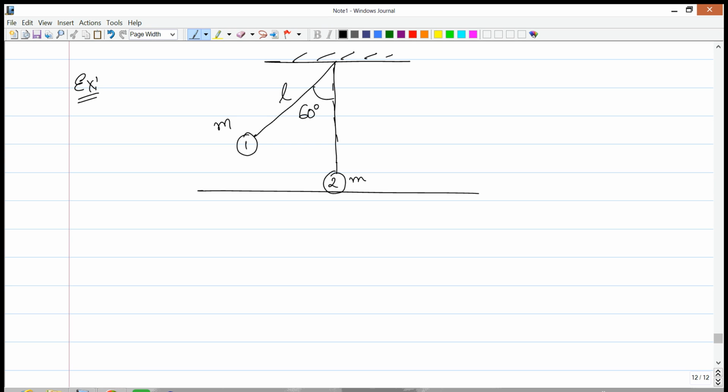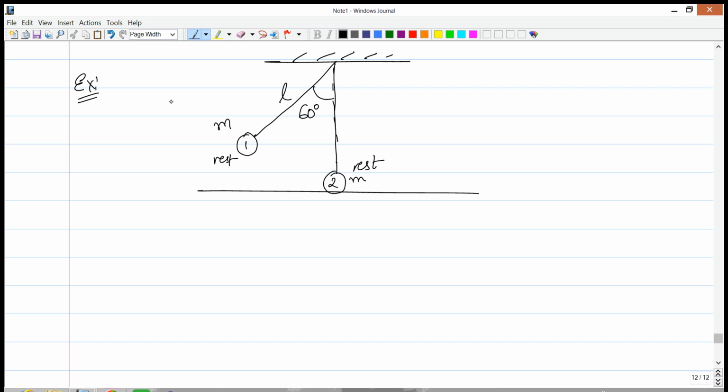Here's another example. What's happening is that there is a bob attached to a string of length L. It makes an angle theta in the beginning. There's a second one that's at rest. They both start at rest. So this is at rest here. The second bob is also at rest.